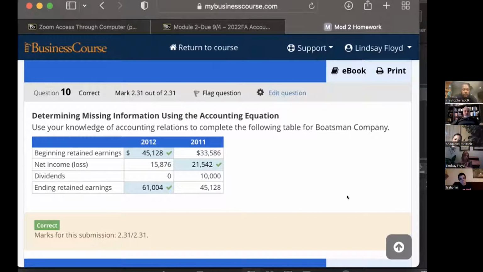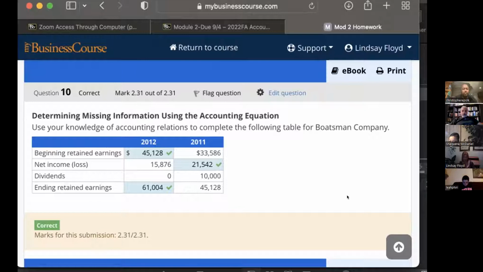Right. Yeah. Okay. So we're going to go through and we'll take a look at what are we given? We're given net income. We're given beginning retained earnings. We're given dividends. We're given ending retained earnings. So using that formula for 2011, we start with beginning is 33,586 plus 21 plus X minus 10,000 equals 45,128. Are you okay with that algebra? Putting X where that 21,542 is?